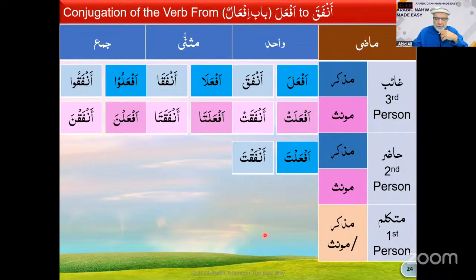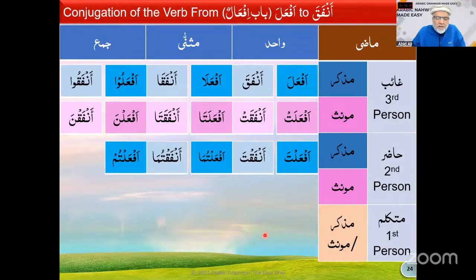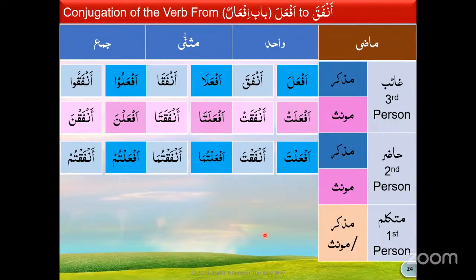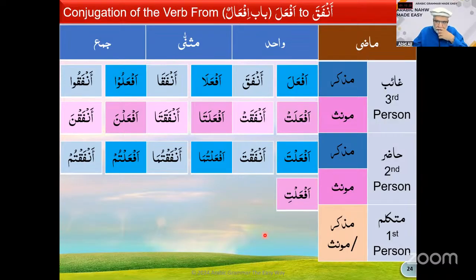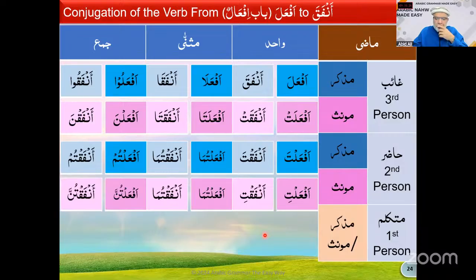Next one, af'altuma. Anfaqtuma. Af'altum. Anfaqtum. Very good. Now, muannas. Anfaqti. Then anfaqtuma again. And anfaqtunna. Very good.